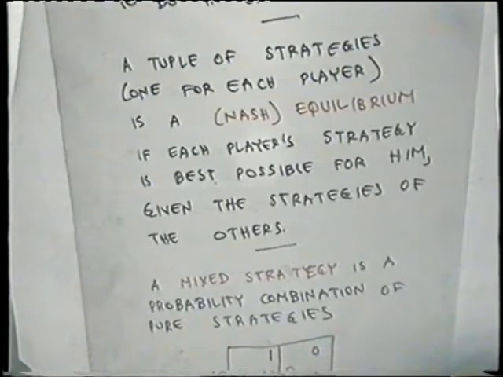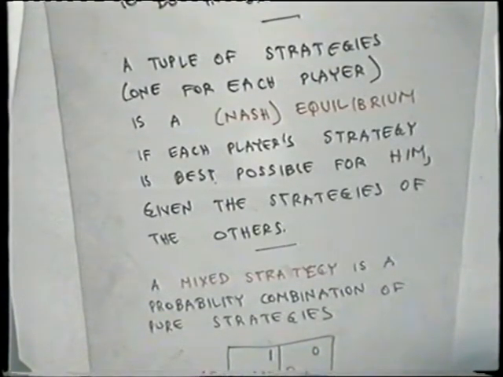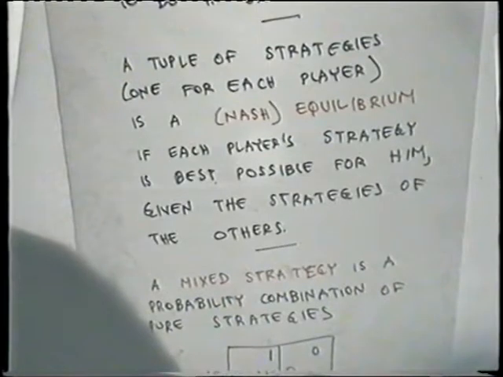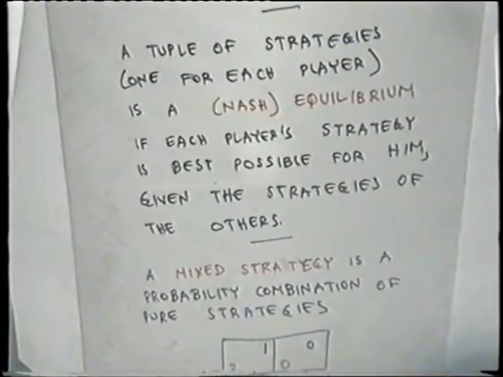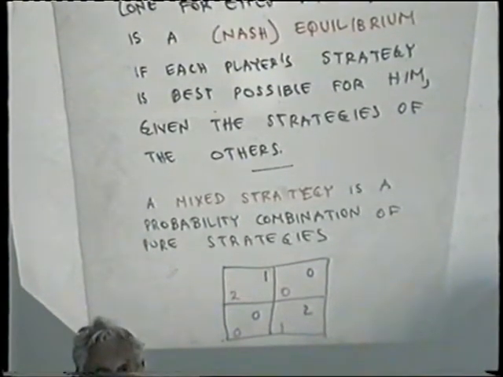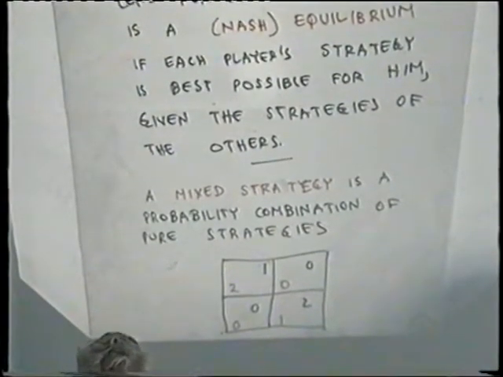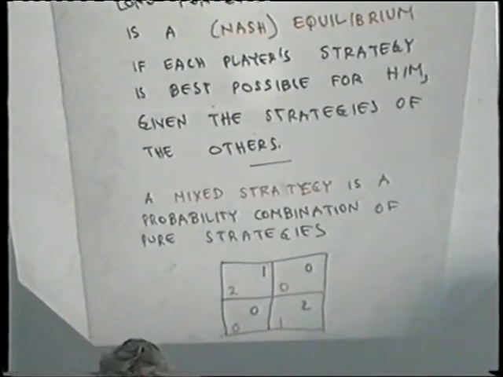A tuple of strategies is an equilibrium, and this is a notion which is not really due to Nash, it's due to Auguste Cournot, a French economist who lived 100 years before Nash, a mathematical economist, one might say. But Nash really nailed it down. He generalized it, he put it in the right framework, and he proved the existence theorem. So a tuple of strategies is a Nash equilibrium if each player's strategy is best possible for him, given the strategies of the others. So we're in a situation where the strategies are considered to be there, and each player is playing rationally given the strategies of the other players.